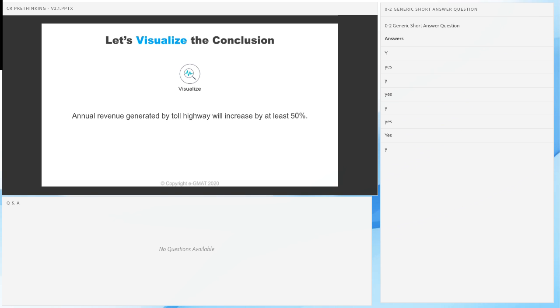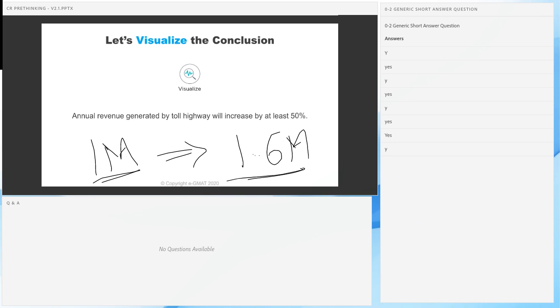So let's visualize the conclusion. Even though it seems really simple, I want to make sure we go through the process. We spend time on visualizing the conclusion. What the highway commissioner is saying is that the annual revenue will go up by at least 50%. Say last year the annual revenue was $1 million. Next year, the annual revenue would be at least 1.5. Maybe it's going to be $1.6 million, maybe 2, maybe 2.1. Doesn't matter, but it's going to be at least 1.5 if it was 1 million last year.